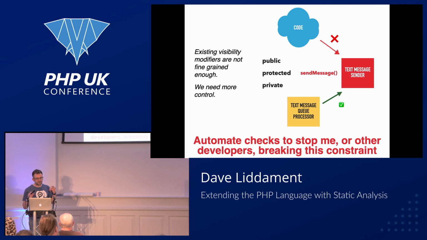And just to reiterate, the reason I want to automate a check for this is because it means that either me in the future or other developers coming onto the project won't forget about this constraint. We don't have to remember it in a year's time or 2 years' time. We don't have to pick it up in code review because we can just automate these checks. So this is the problem that we're going to solve by the end of this talk.